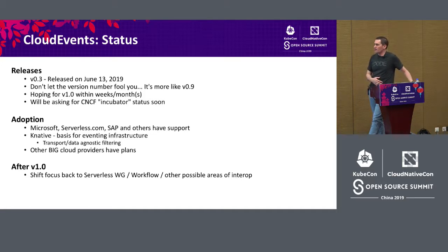Okay. Now, in terms of status, I did mention 0.3 came out recently. 0.3 is a very low number, but don't let that fool you. It's actually more like a 0.9. This thing's almost done. We are just very conservative in our numbering scheme. But everybody on the team basically says, you know what, let's wrap this thing up, and we're hoping to actually ship 1.0 within a matter of weeks, hopefully. That's the goal anyway. We'll see whether it happens.